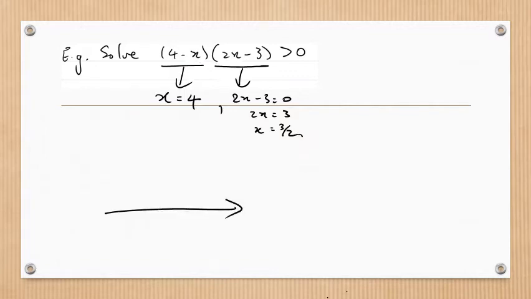Then what you do after that is you draw your sign diagram. Really, it's just a quadratic. I'll show you what the sign diagram looks like, and you'll see why I don't recommend doing that. Anyway, now, is this graph positive or negative?